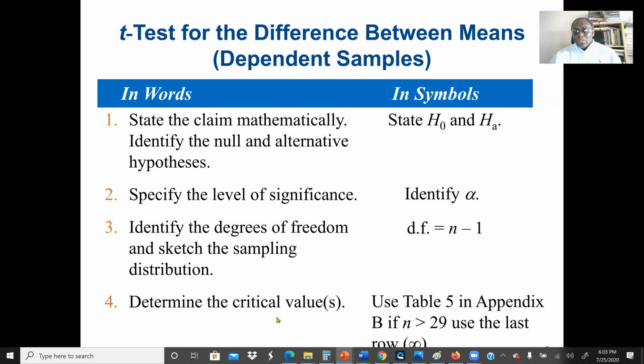So next we determine the critical value using the table. Again, Table 5 here means using the t table. We are going to use the t table. And if n is greater than 29, then we use the row infinity. What we mean is the degree of freedom: if it's 30 going up, then we have to use the infinity row in the table. Other than that, we have row 1, 2, 3, all the way.